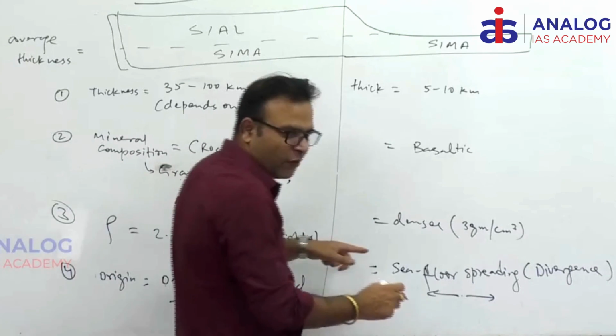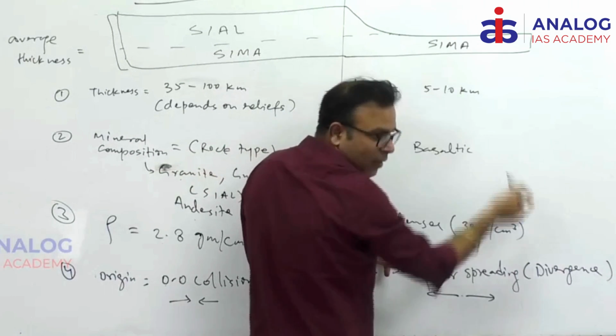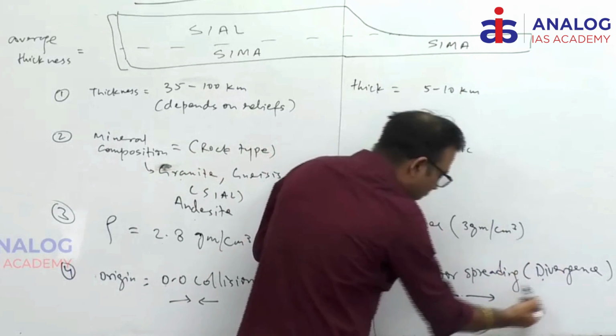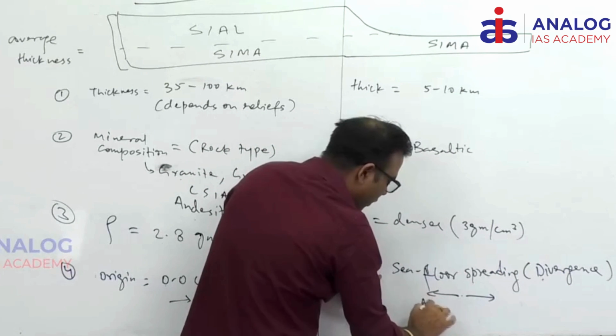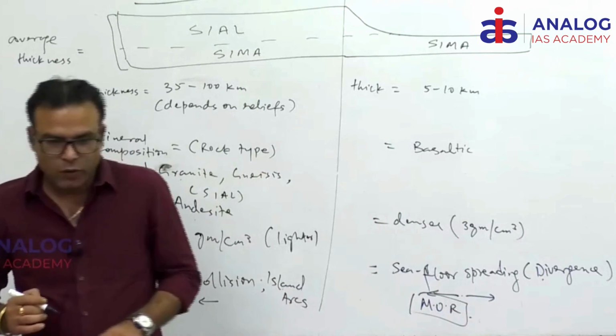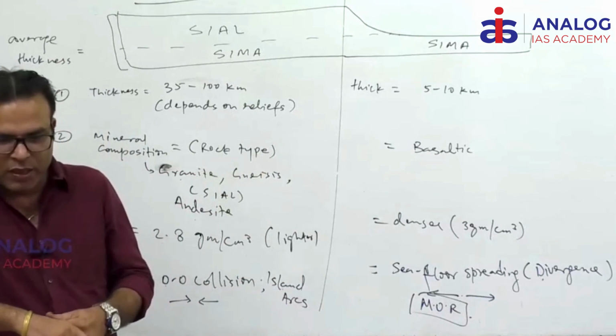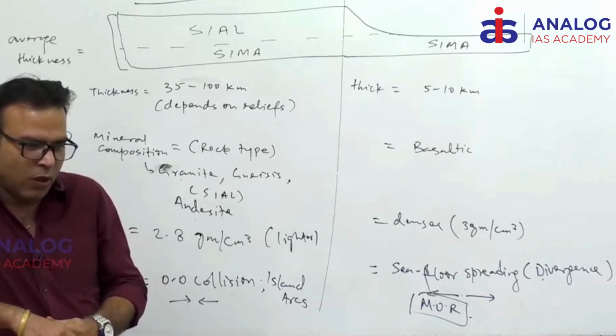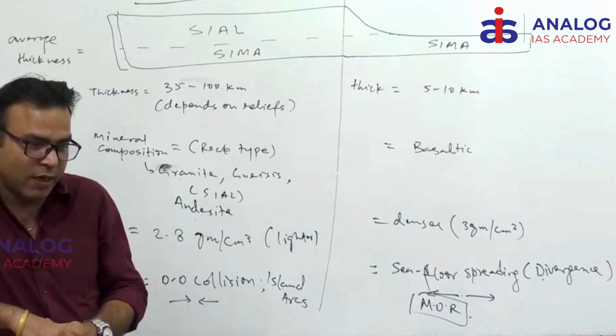So what is the location of oceanic crust formation? Divergence of plates. That is the location of seafloor spreading. That is a feature called mid-oceanic ridges, MOR. Please write down. So what features are developed wherever seafloor spreading happens? MOR, full form mid-oceanic ridges, underwater mountain ridges.